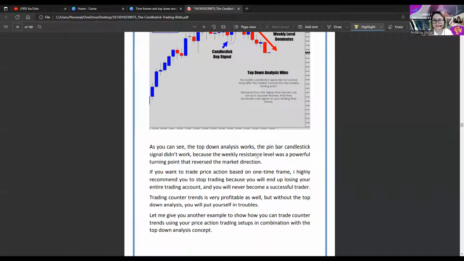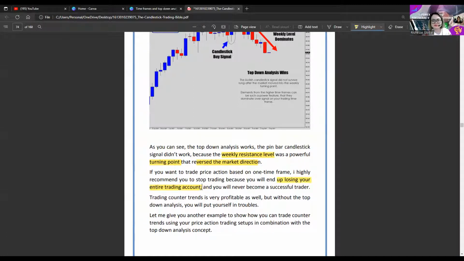So, weekly time frame resistance level natin, ito yung nagkaroon siya ng turning point to reverse the market conditions. Ngayon, kung hindi natin nakita yan sa ating weekly at tinignan lang natin sa ating daily time frame, possible, baka nagkaroon ka ng buy position. Yun, that's the time na magagamit talaga natin yung ating top-down analysis dito. If you want to trade price action based on one time frame, I highly recommend you to stop trading because you will end up losing your entire trading account.